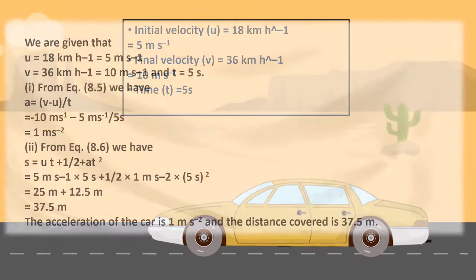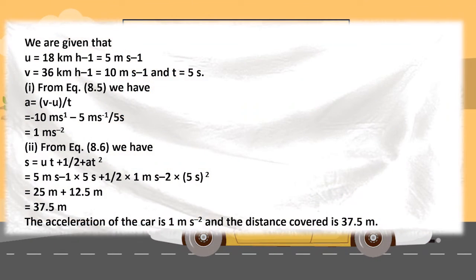Distance travelled by the train for attaining this velocity, s equal to ut plus half at squared, equal to 37.5 meters. The acceleration of the car is 1 meter per second squared and the distance covered is 37.5 meters.